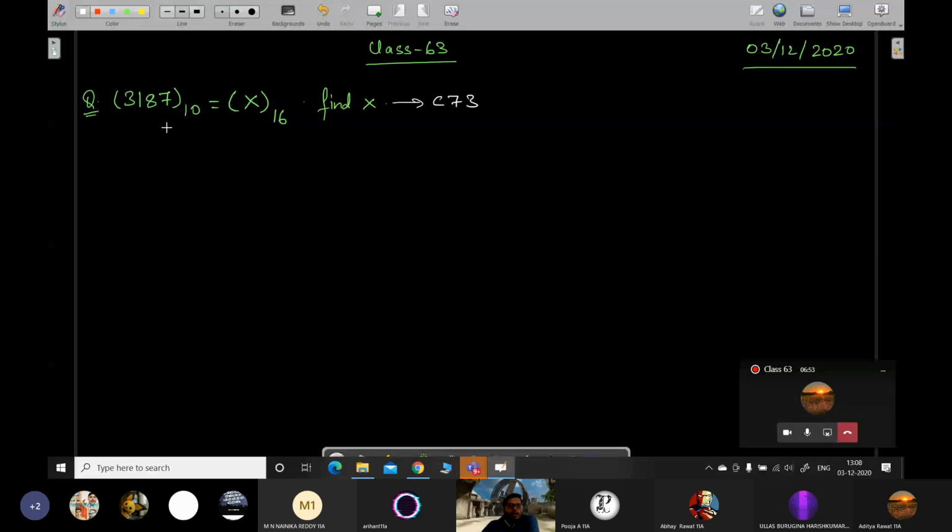Right. So we have seen, to start with, one very small question. I think all of you got it. Most of you got it correct. 3187 in decimal to be converted to hexadecimal. The answer will be C73.